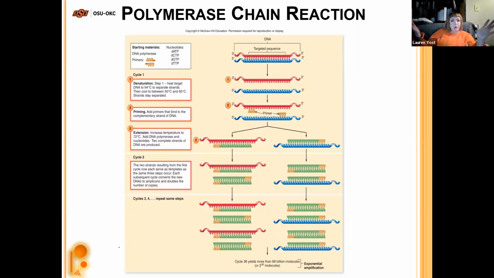This is a picture of how it works. It is very straightforward. And it might not look like it in the picture, but it really is, I promise. You have a double-stranded DNA. You're going to heat it up to separate it.